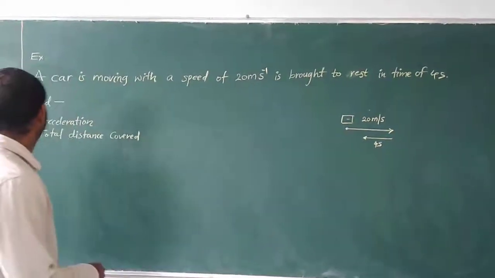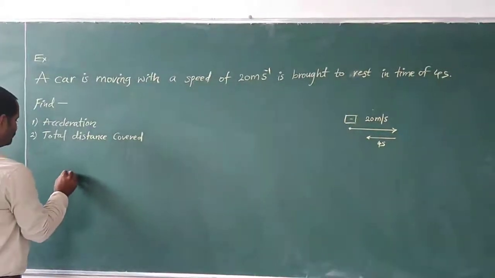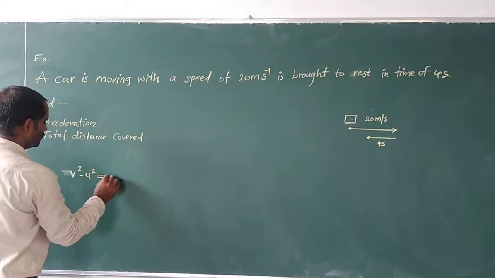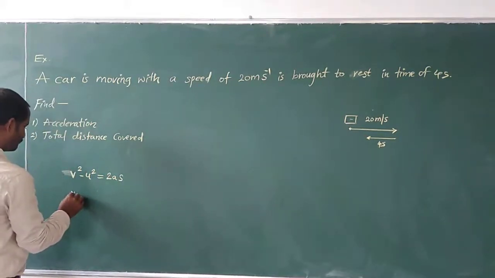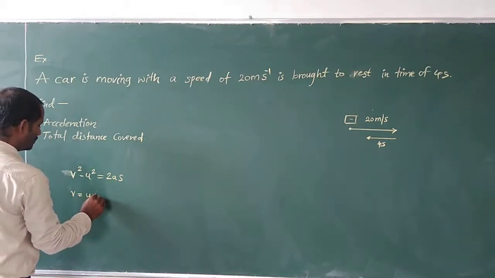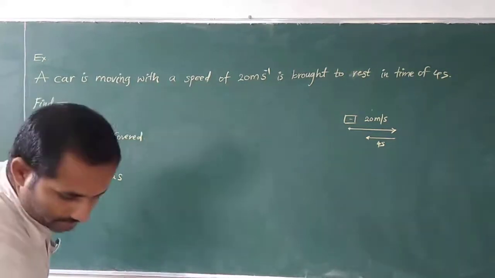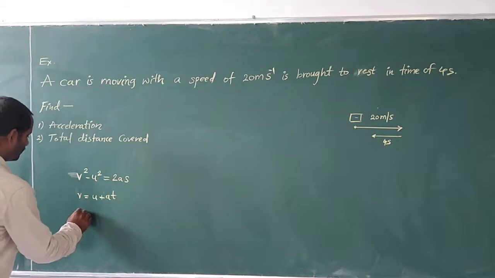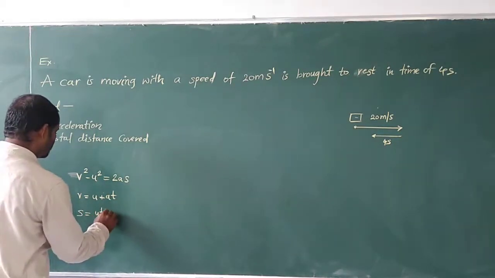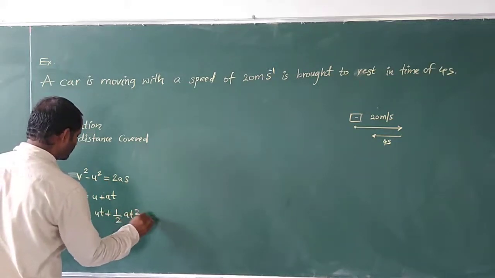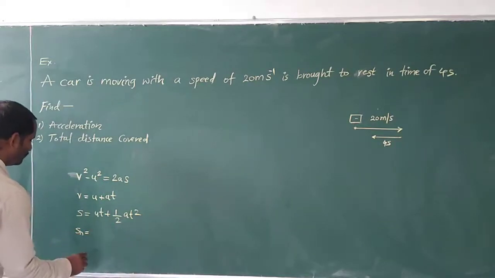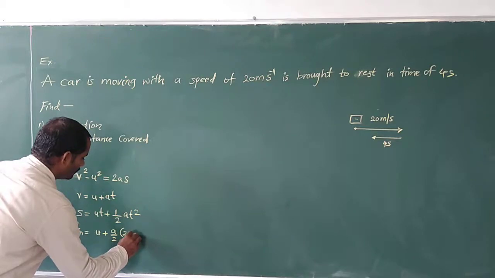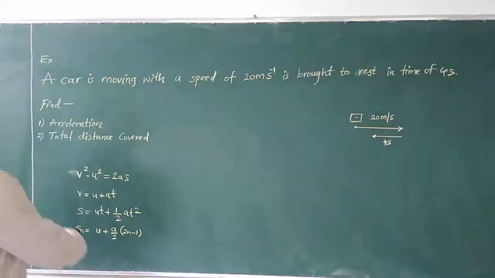So first of all, we will write here the 4 equations of motion. What are those equations? v square minus u square is equal to 2as. v is equal to u plus at. s is equal to ut plus half at square. Then Sn is equal to u plus a by 2 into 2n minus 1. So we know all these 4 equations of motion.